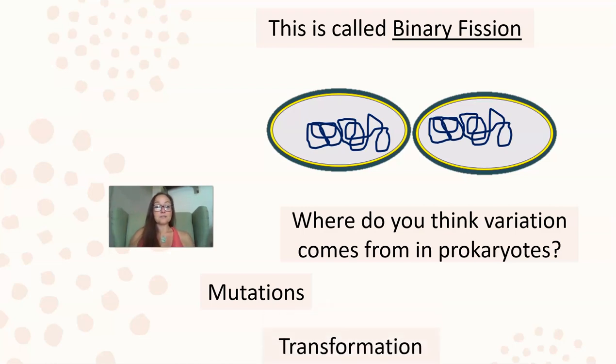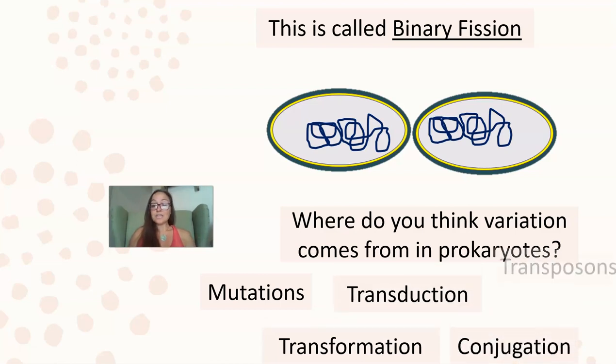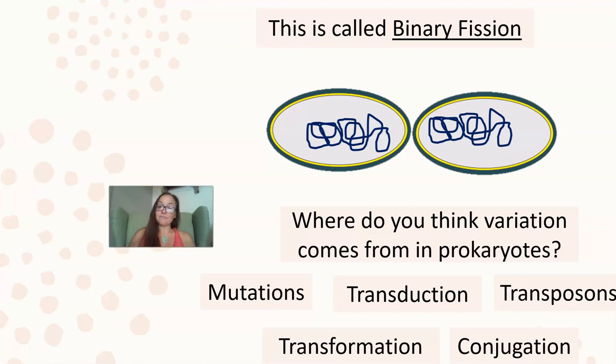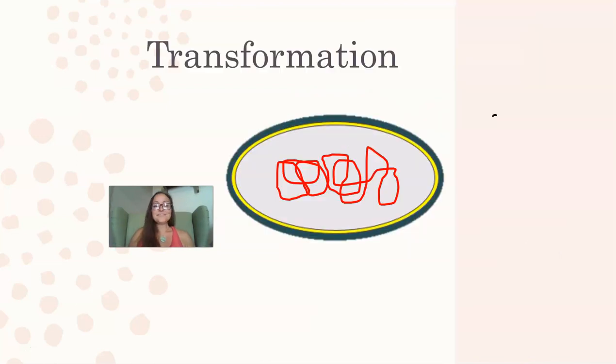Well, there's a process called transformation. There's transduction, conjugation, and transposons. So in the next main chunk of this video, we're going to talk about the different sources of genetic variation within prokaryotes. And then at the end of the video, we'll focus on how prokaryotic cells communicate, right? Okay, so let's go ahead and talk about transformation first.